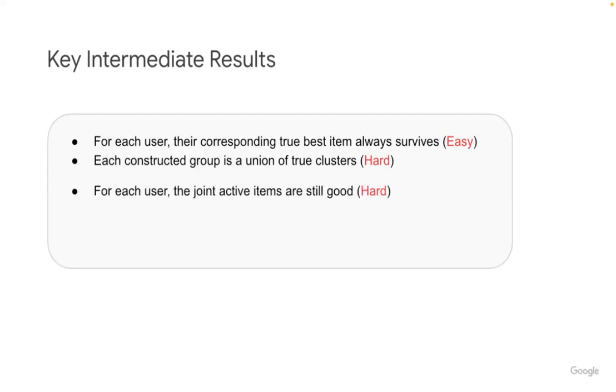The third difficult thing that we have to show is that for each user, the joint active items are still good. Remember, when we're taking a union of good items across the users, we are adding items to the good set of the user, right? So what we need to show is that good items for one user are also good for another user, as long as they both belong in the same group.